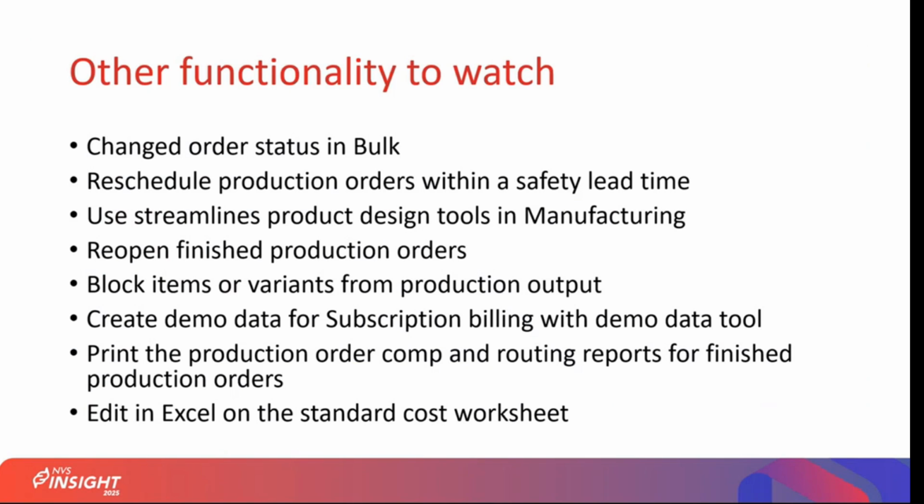And then other things to watch. Again, change order status in bulk, and reschedule production orders within a safety lead time. We didn't talk about that. Use Streamline's production product design tools in manufacturing, which is around different versions and being able to compare. Reopen finished production orders, we talked about. Block items or variants from production output, so that's a new one. Create demo data. There's a couple of changes for subscription billing as well. I didn't include those, but go check those out on the release planner.